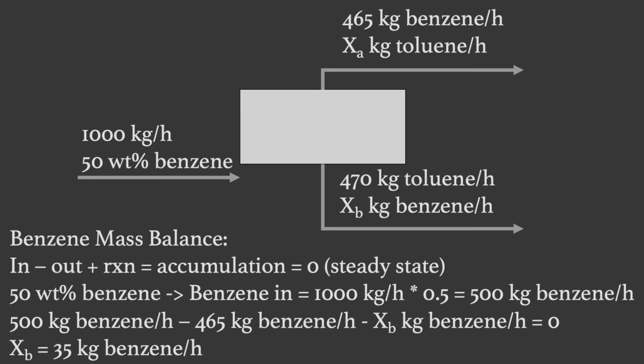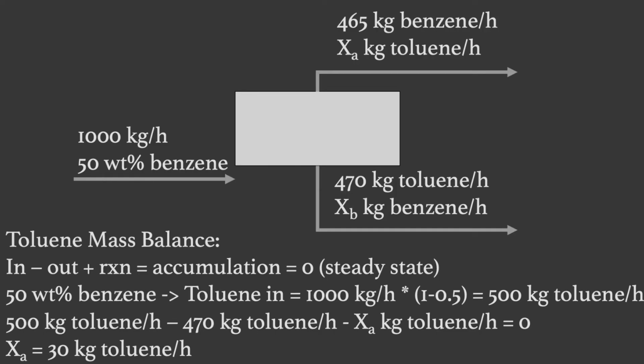So we have 500 kilograms of benzene per hour minus 465 kilograms of benzene per hour minus XB kilograms of benzene per hour is equal to 0. Rearrange it to solve for XB, and we're going to get that XB is equal to 35 kilograms of benzene per hour. Okay, finally, we're going to complete this with our toluene mass balance.